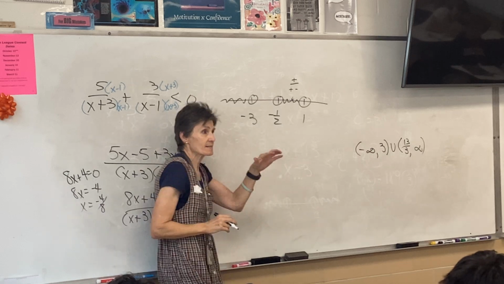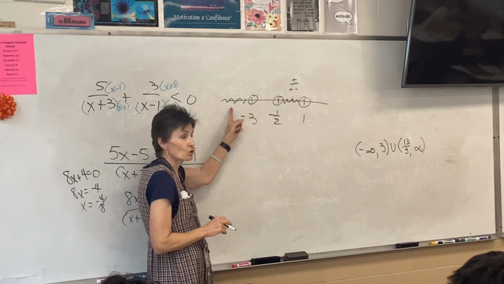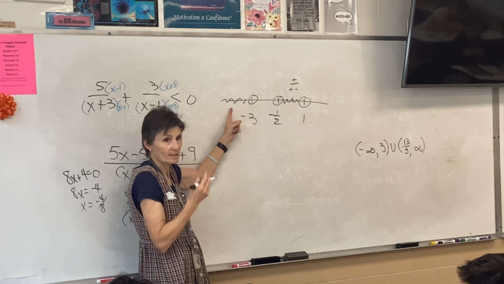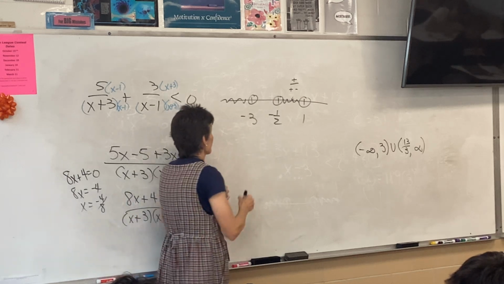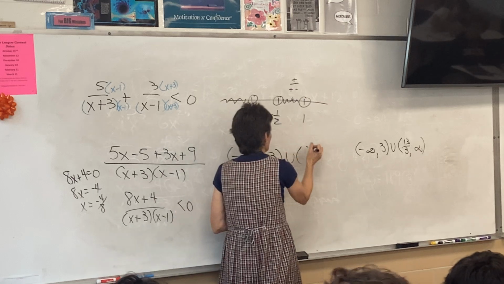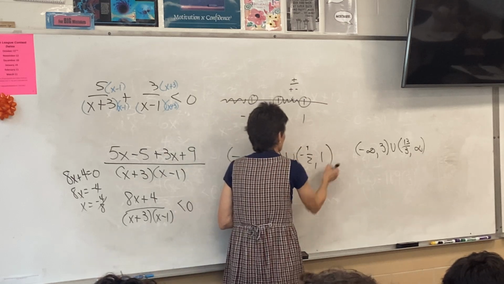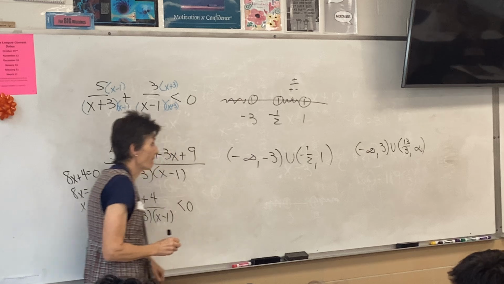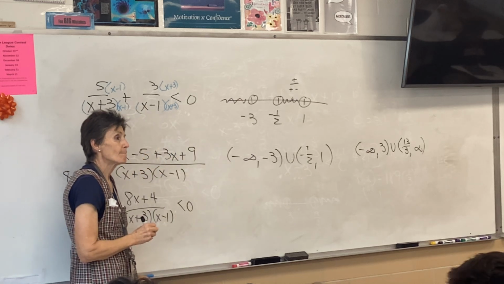So you guys that said I'm gonna pick negative 6, it should have worked for you. Negative 6 would work. So negative infinity to negative 3, and negative 1/2 to 1. How do we know that negative 3?